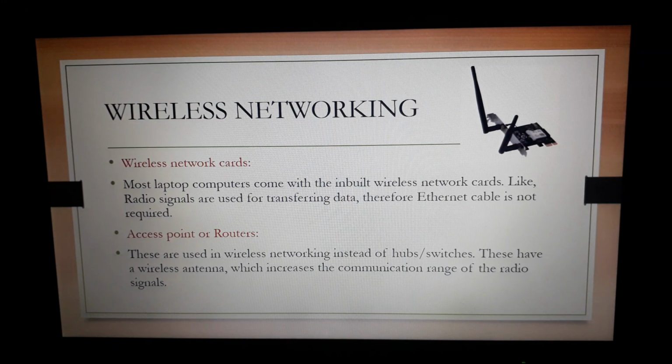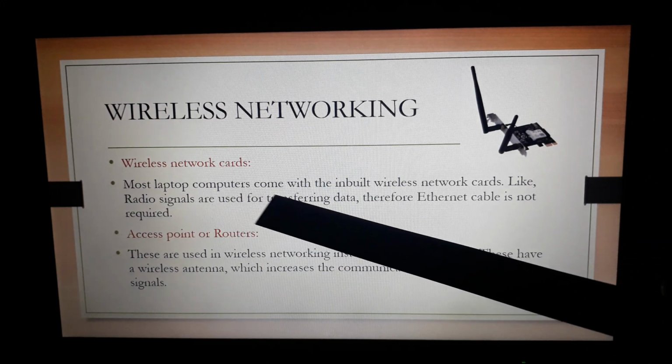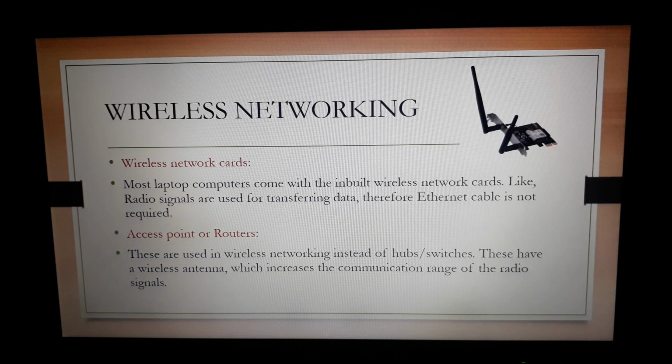Now wireless networking. Wireless network card. Most laptop computers come with inbuilt wireless network cards. Radio signals are used for transferring data. Therefore, Ethernet cable is not required. That you can easily understand.